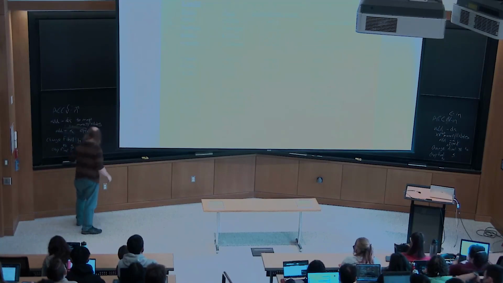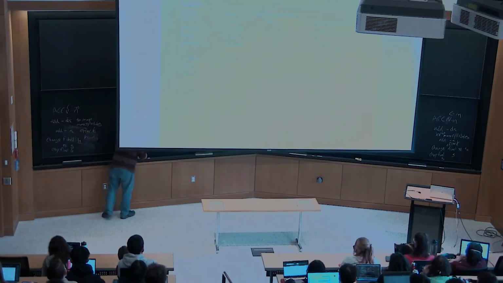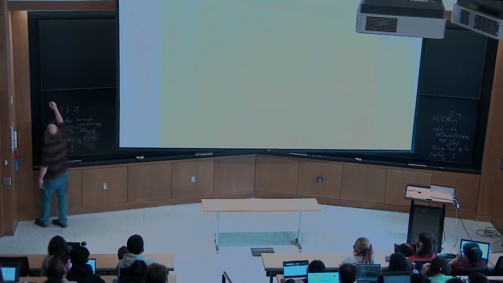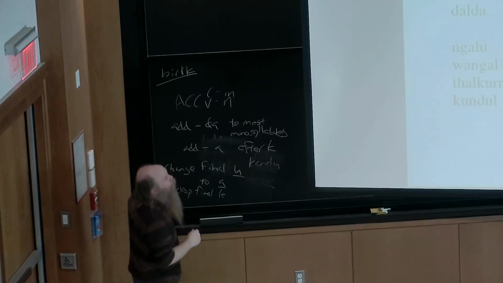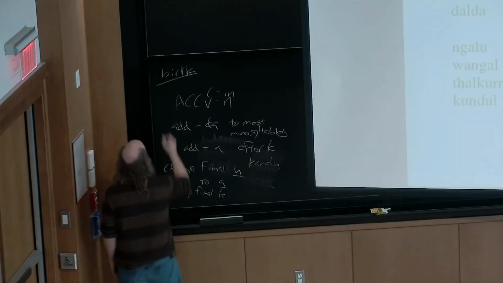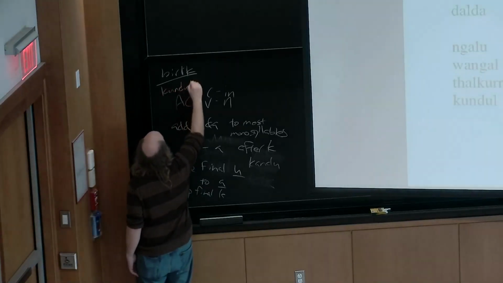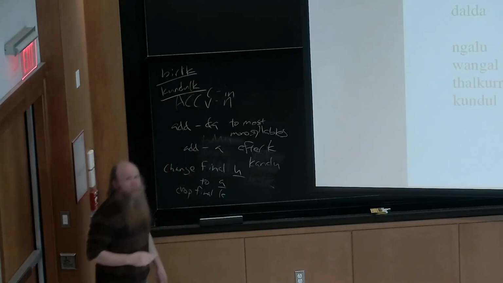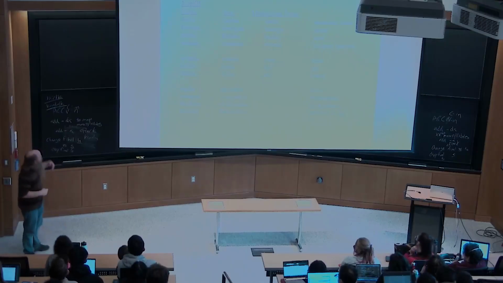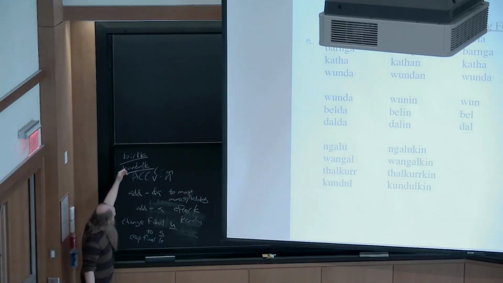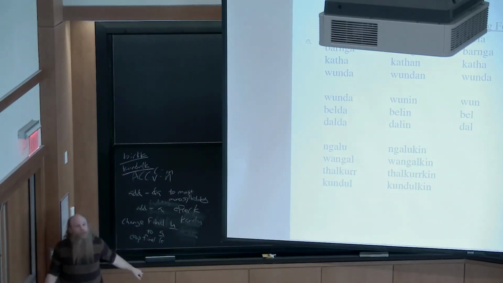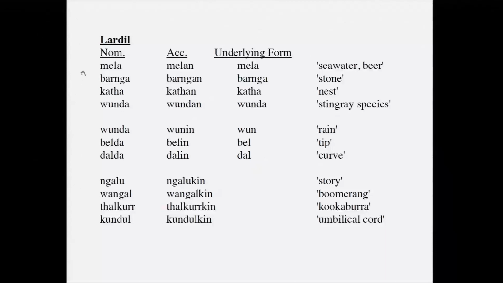What did I do with my chalk? I guess I took it over there. We've got words like birk, that means string, underlying birk, and then we've got words like underlying gundulk, that means umbilical cord, right? And with birk, what we do is add a. But with gundulk, what we do is get rid of the final k. So these two words are undergoing different sets of rules.